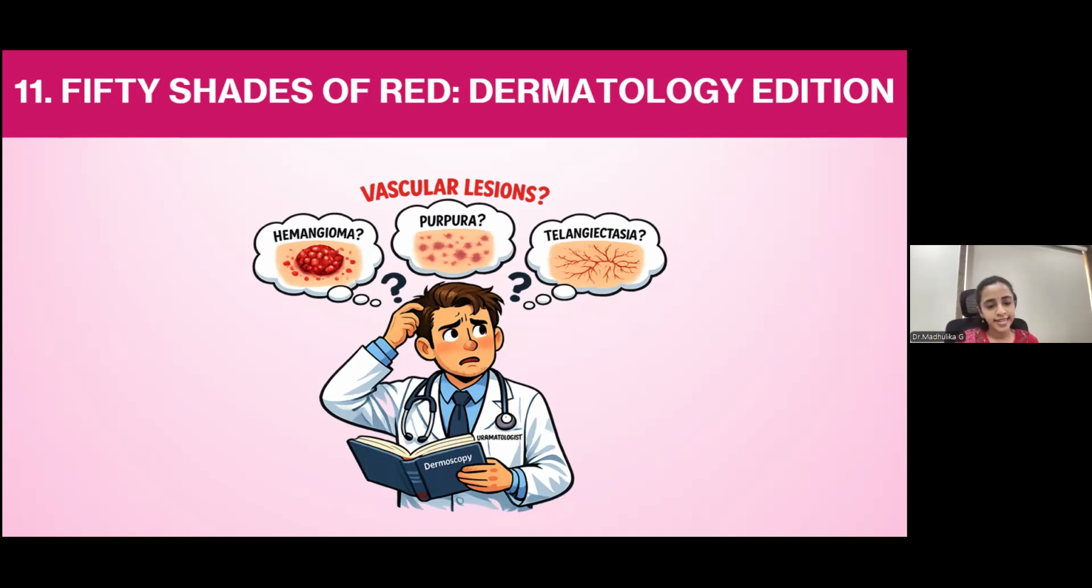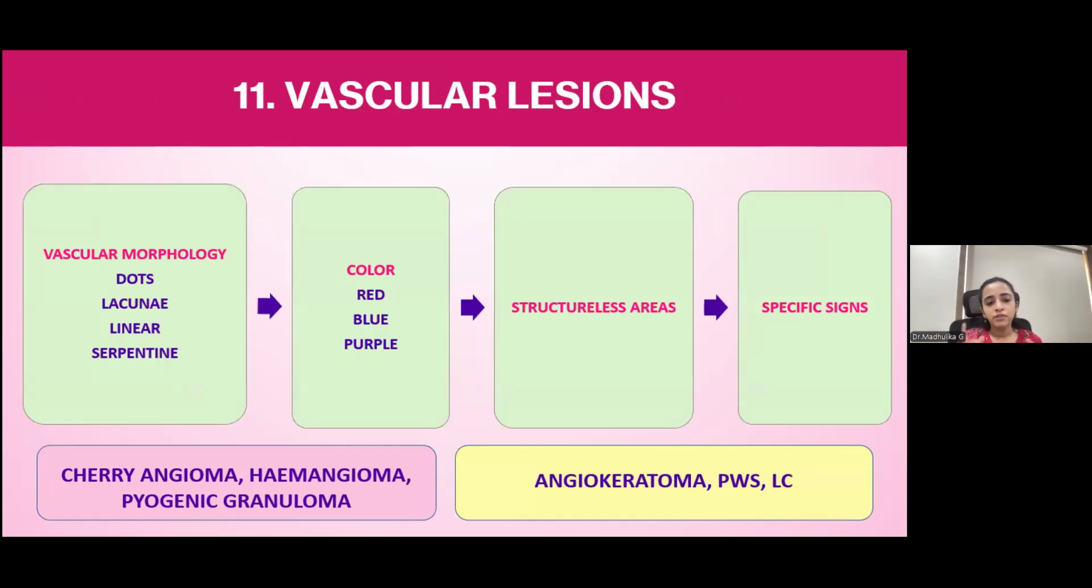Next slide. So whenever you see vascular lesions, see if they are present in dots. Are there lacunae present? Are the lacunae empty or filled with blood? And if there is vasculature, see if they are linear, serpentine, anything. And then color, what color is it? Is it oxygenated blood that is red? Is it deoxygenated blood, blue, or a mix, which is purple? Are there any structureless areas, and are there any specific signs?